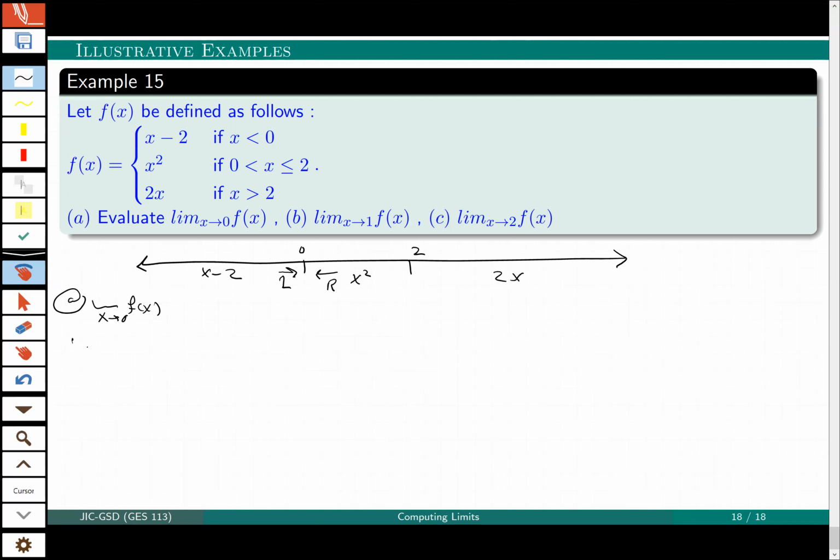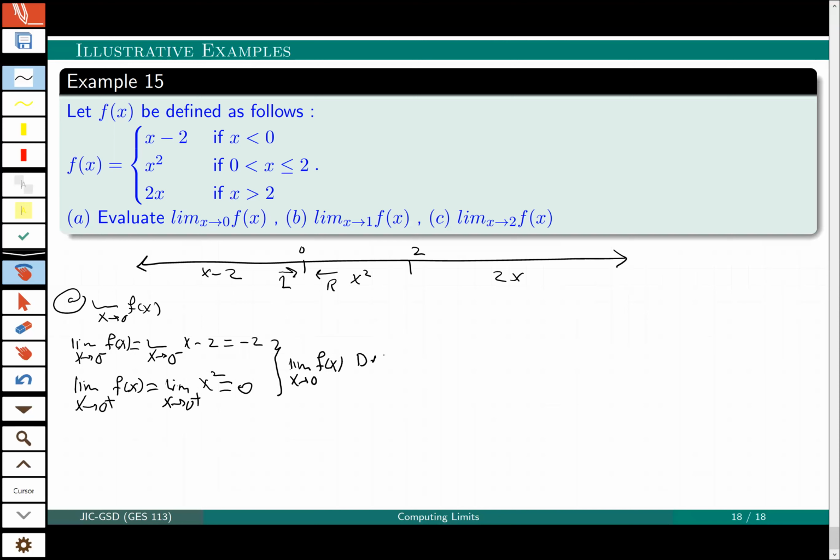So I need to consider the limit when x goes to 0 from left first, and that will be the limit when x goes to 0 from left, which is x minus 2, so I'll get minus 2. And then I need to consider the limit when x goes to 0 from right, I have x squared, so that will be 0. So from here, since they are not equal, we could say the limit when x goes to 0 for the function of x does not exist because they are not equal.